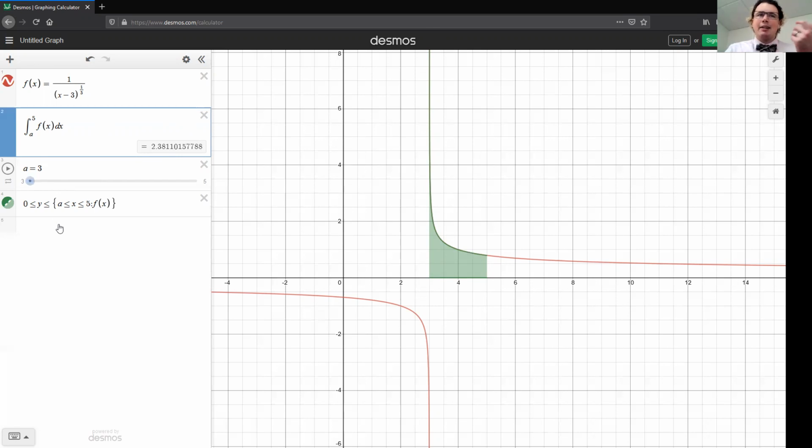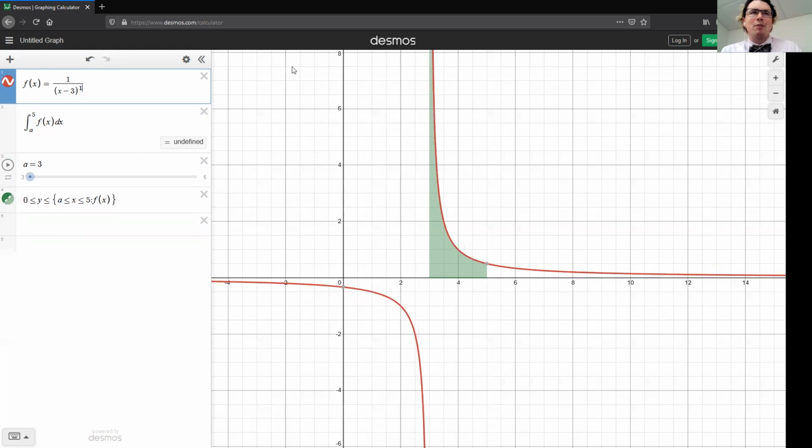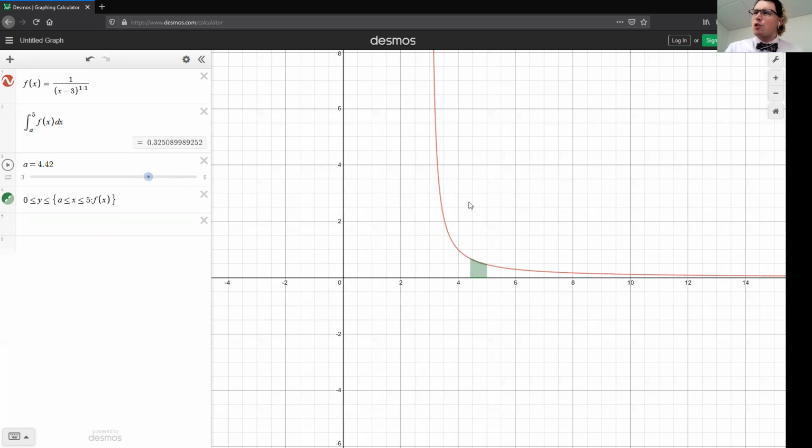Now, if I had a different function here, let's change the formula for f of x. So no longer 1 divided by (x minus 3) to the power 1/3. I'll take 1 divided by (x minus 3) to the power 1.1. So the graph of the function looks similar. I no longer have this curve existing to the left of x equals 3, but that's okay. That's not where I'm integrating anyway.